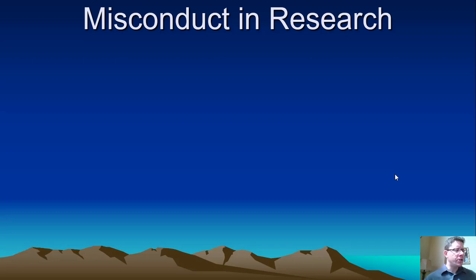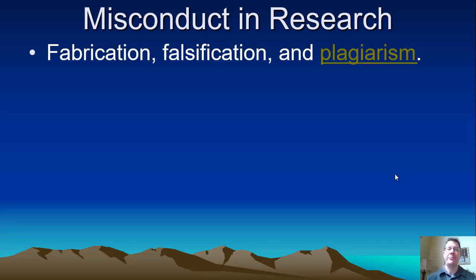Okay, so we'll talk about misconduct in research, and then go over some writing tips and how to avoid plagiarism specifically. So, three big areas of misconduct for researchers: fabrication, falsification, and plagiarism.